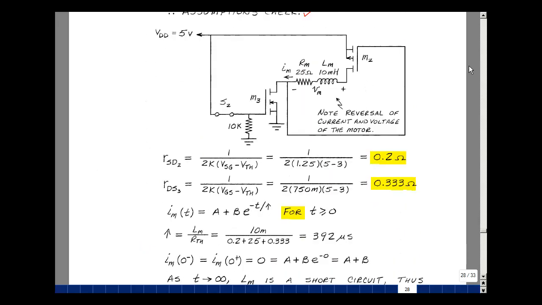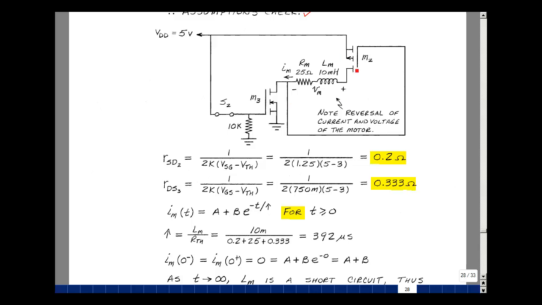I've redrawn the circuit with the transistors that are cut off erased. I've got transistors M2 and M3 in ohmic. I've got the same model for the motor, but now my current's going in the opposite direction, and the voltage likewise is in the opposite direction. I'll solve for it this way, and we can just note the differences.